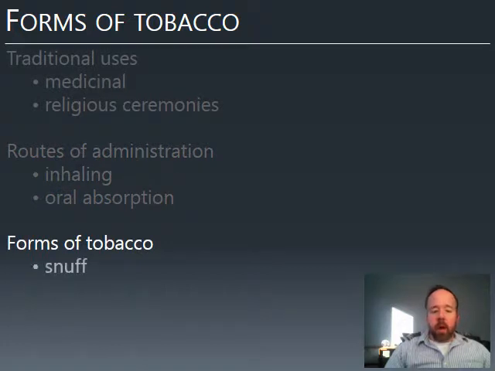So the forms of tobacco are things like snuff, which is not as popular now, but a couple hundred years ago it was very popular. Snuff is powdered tobacco. It is usually insufflated, that is, in this case, snorted, so that the tobacco and the nicotine are absorbed through the linings of the nose. That's the same way cocaine is absorbed.